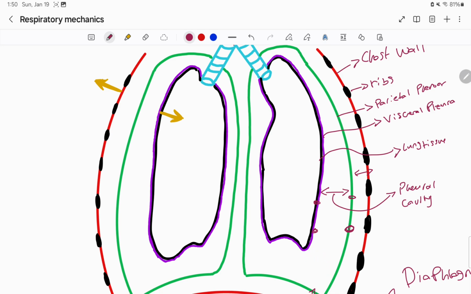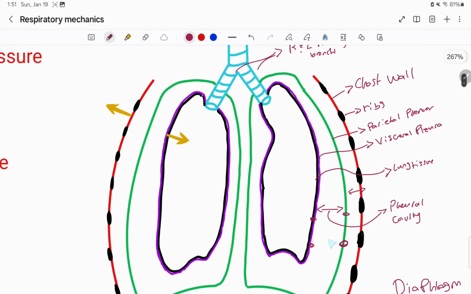This constant rubbing and touching between the visceral and the parietal pleura creates a frictional force. To protect from that frictional force, we secrete that pleural fluid. It's the intrapleural fluid, intra meaning inside of the pleura, so right here. In certain cases, for example pleurisy, when this fluid is not there, it might lead to inflammation of this cavity, which is not what you want. So the fluid is very important.